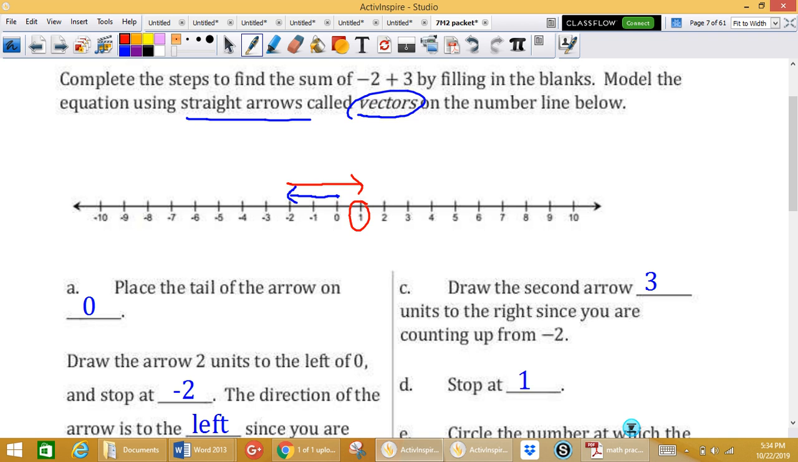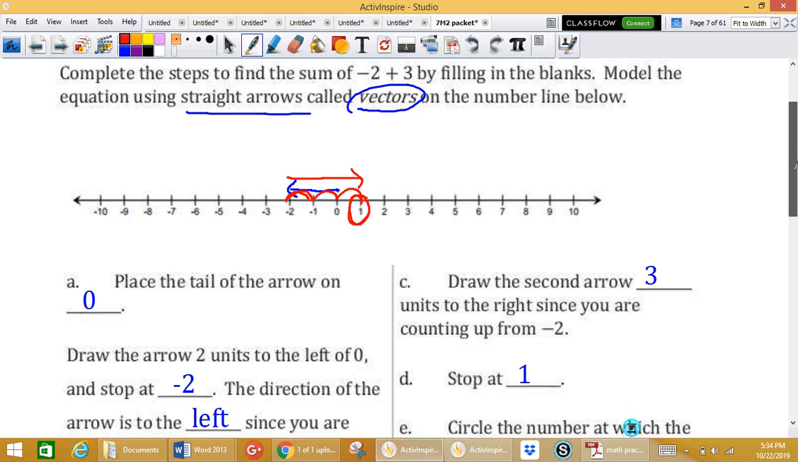Now a little bit different, what I like to do is I'll do the straight arrow going to the -2, but if I've got to count, I'll do a curved arrow. So it'll be like 1, 2, 3, and then I'll circle it because it's very easy to miscount on a number line.